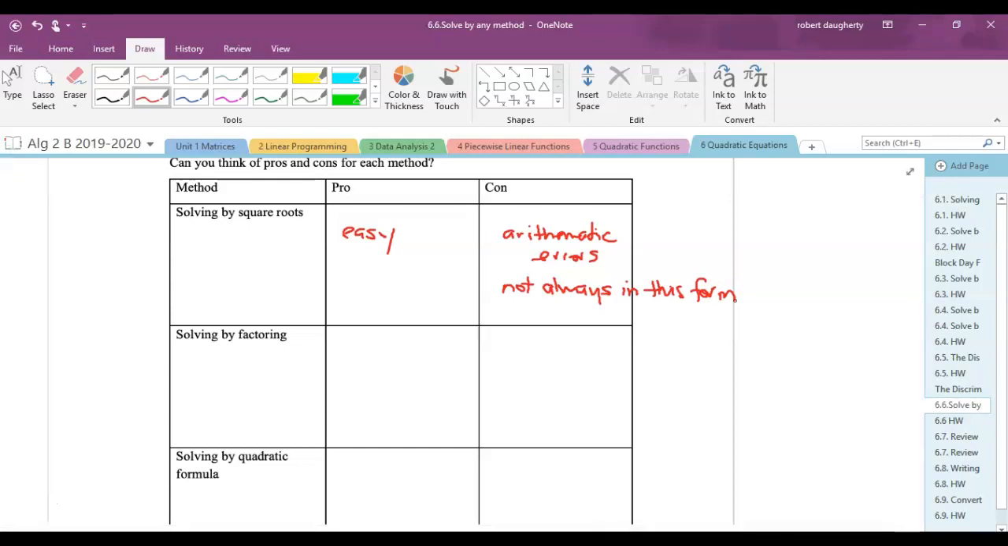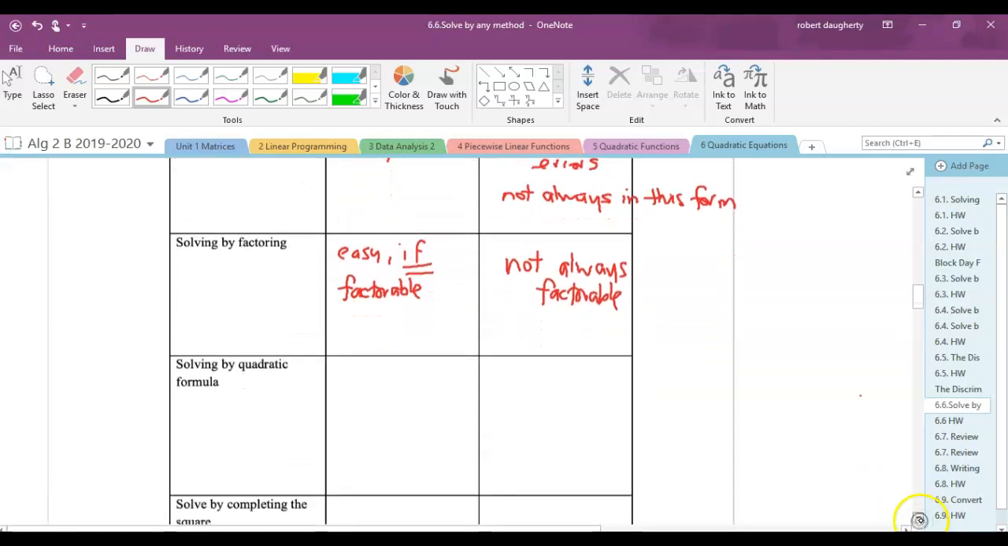What about solving by factoring? What's good about that one? It's easy or straightforward, a big if it's factorable. It's pretty quick to get to, and there's not a lot of heavy arithmetic. One of the cons is that it doesn't always work, not everything is factorable. So these first two are easy if you're given the right circumstances, but you're not always given things that fit these first two categories.